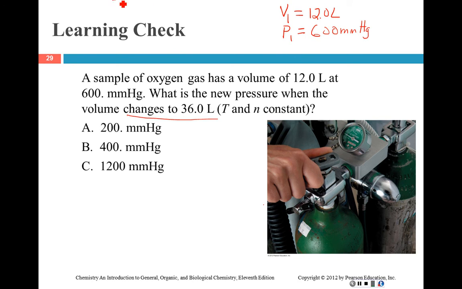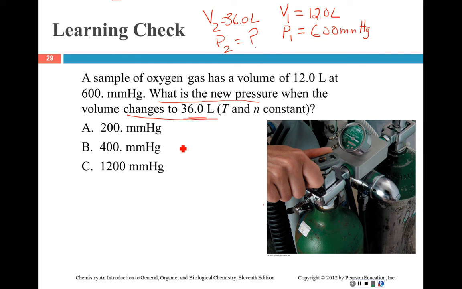Okay? So, what else do I know? I know that V2, we're changing it to 36.0 liters. And so it's, what is the new pressure? So I'm looking for P2.